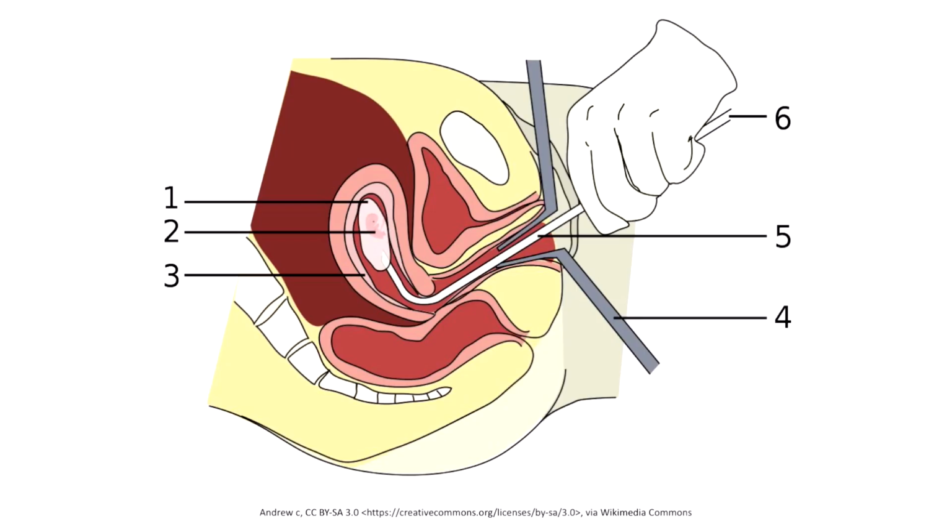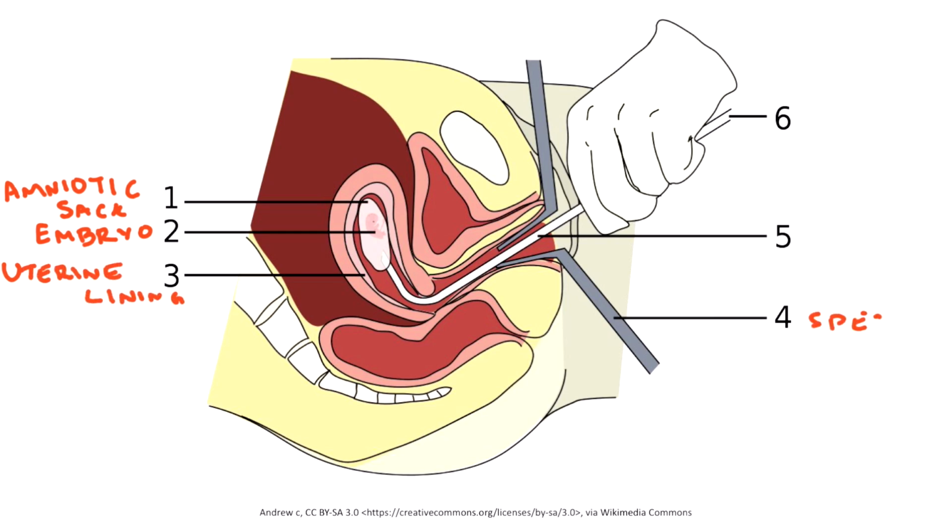Now here's an image depicting the basic premise of a manual vacuum aspiration. Now just to get you oriented with the labels, 1 is the amniotic sac, 2 is the embryo, 3 is the uterine lining, 4 is the speculum, and 5 is the vacurette, and 6 would be a point of attachment for a suction pump. Now as mentioned on the previous slide, all products of conception are evacuated out of the uterus through the vacurette. So again, there's no need for that sharp curettage.